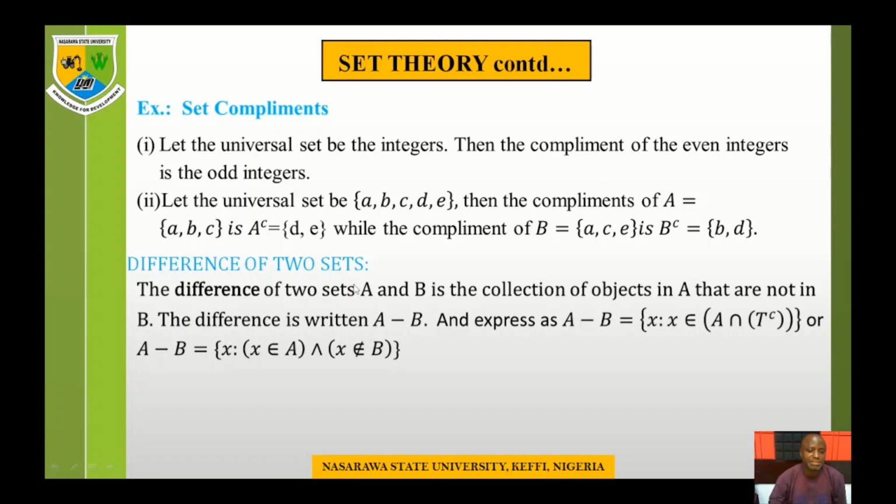Now, difference of two sets. We're talking about difference now, minus. The difference of sets A and B is a collection of objects in A that are not in B. The difference is written as A minus B. So, in set builder notation, we have {x such that x is a member of A intersection B complement}, or we can say {x such that x is a member of A and x is not a member of B}.